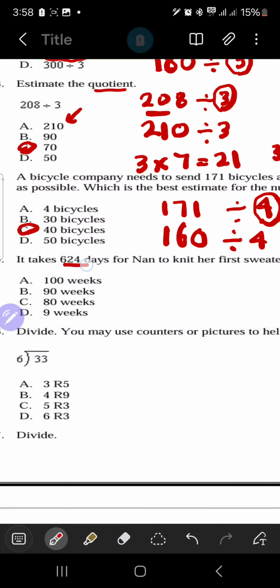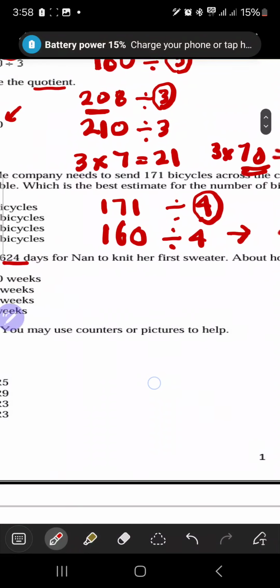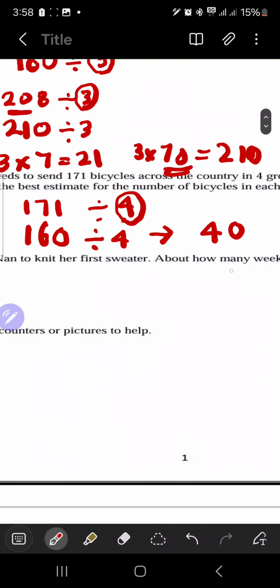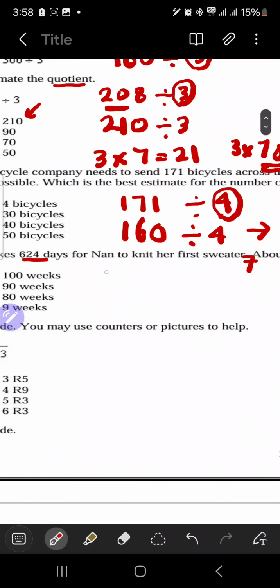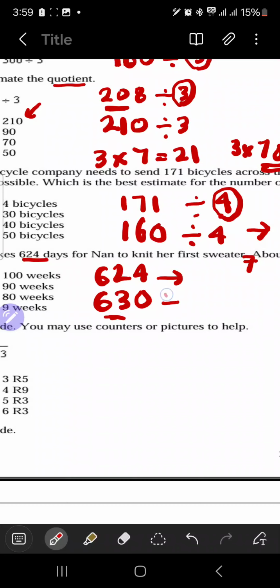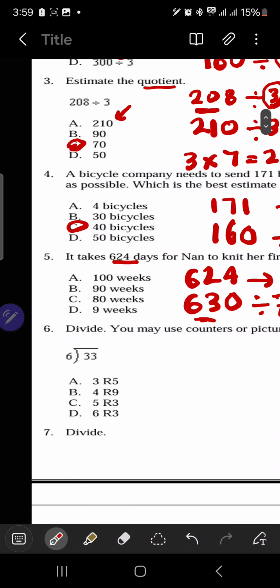All right. So now the next question, 624 in weeks. How many weeks? So he's looking for the week has 7 days. So we might write the 624 as something in the timetable of 7. It should be 630, because 63 is in the timetable of 7. So we divide by 7 equals 90.